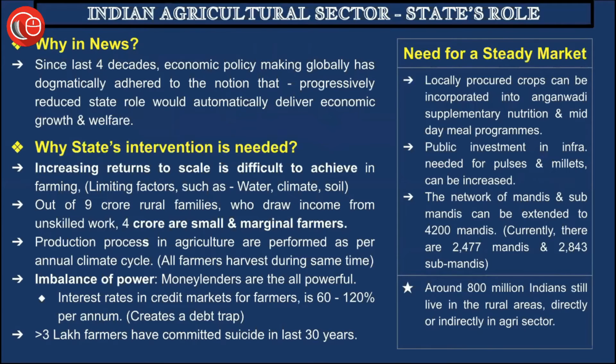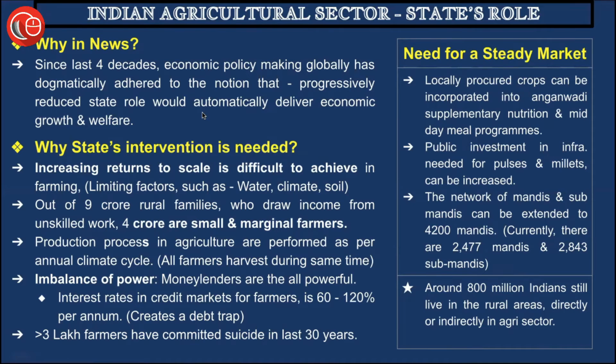So, the first article of the day is regarding the Indian agricultural sector and the role of the state in it. For 4 decades, economic policies have dogmatically adhered to the notion that progressive reduction of the state's role in the agricultural sector would automatically deliver economic growth and welfare. However, the author of this article objects to this with regard to many factors which rule the agricultural sector. Now let's have a look at why state intervention is needed.